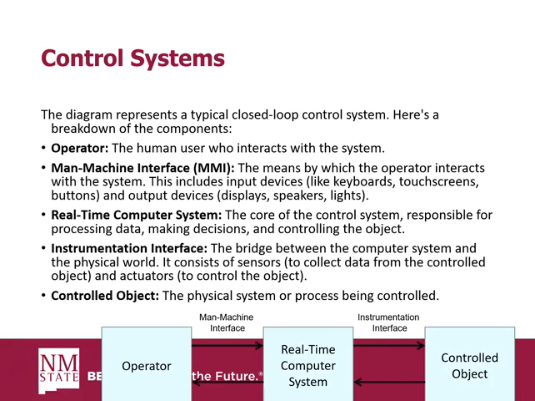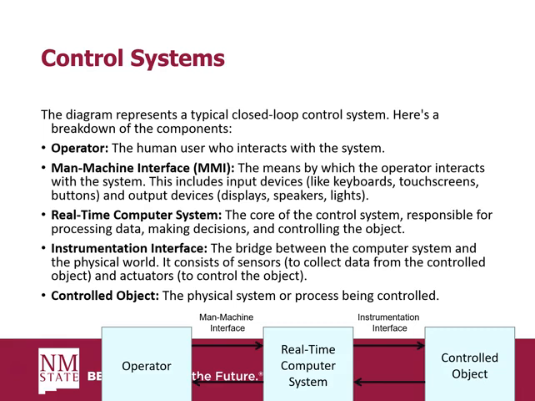This slide outlines key aspects of control systems, focusing on how humans interact with them. First, we have the man-machine interface. This is how humans interact with the technology. In the Internet of Things and embedded systems, this can range from a simple LED display to a complex web interface or even a voice control system. It's all about making technology accessible and user-friendly.